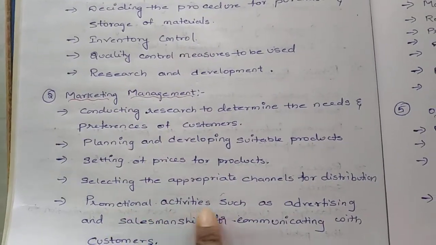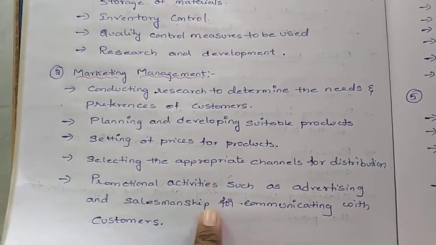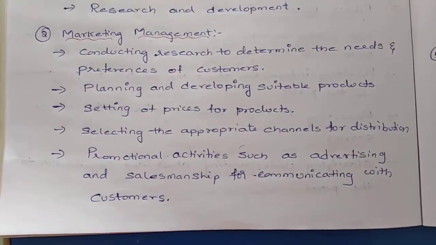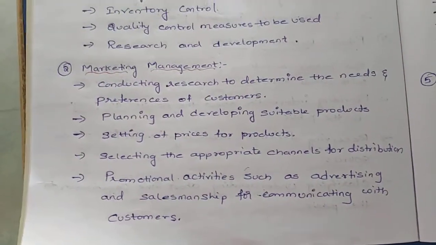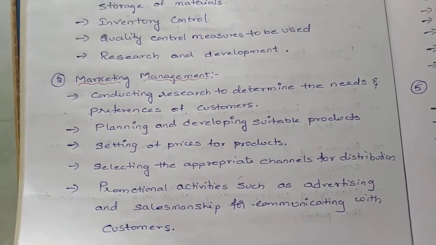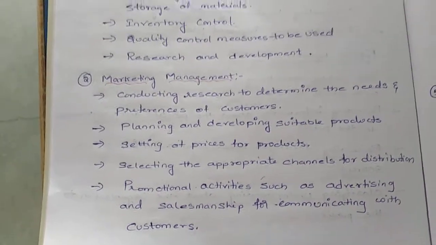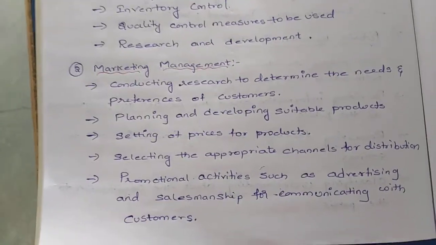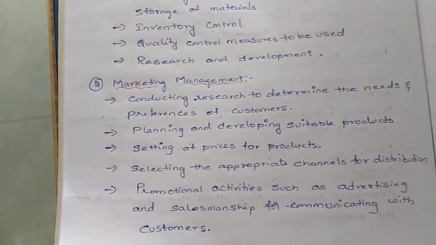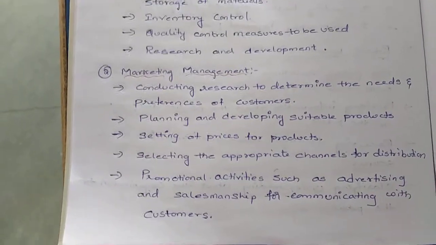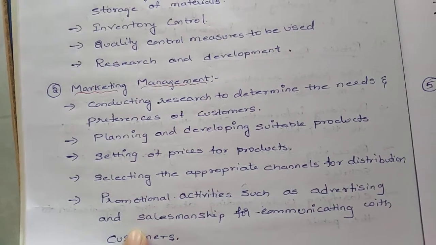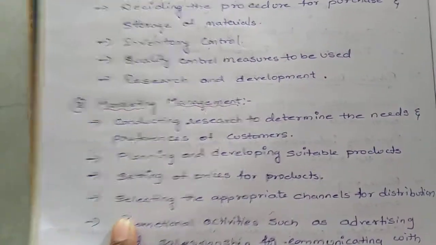Okay, next, promotional activities such as advertising and salesmanship for communicating with the customers. Nothing but promotional activities to sell the product in the market. What is required? Advertising is required. A salesman should be there. What does the salesman have to do? He has to go to the particular customers and tell them about the product, that this product is of this kind, and everything about it, and finally he has to sell the product to those customers. So all this comes under marketing management.